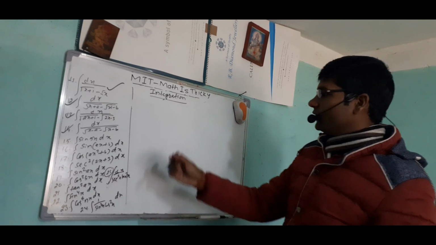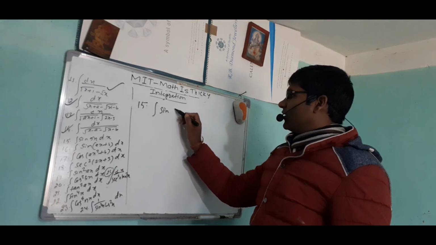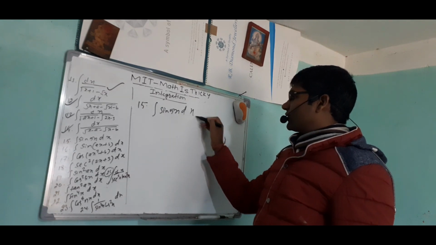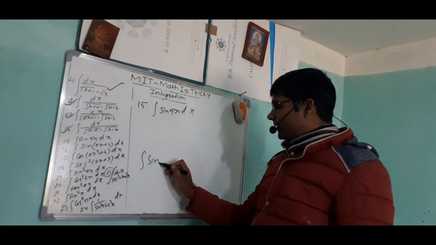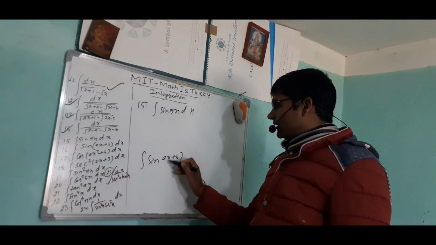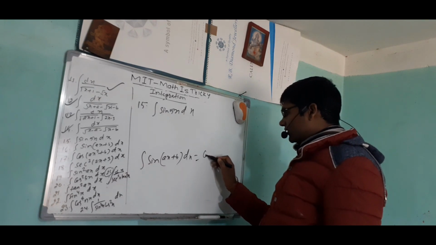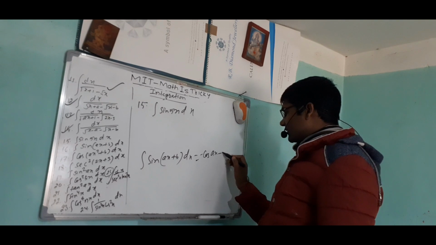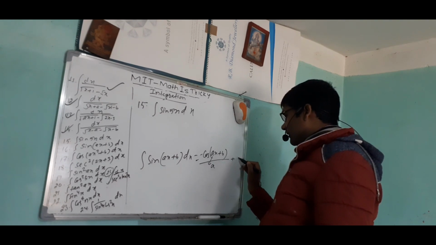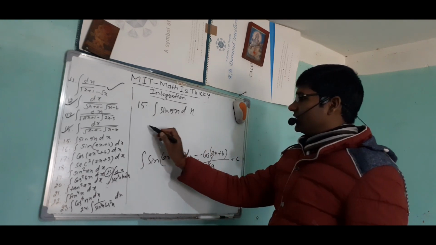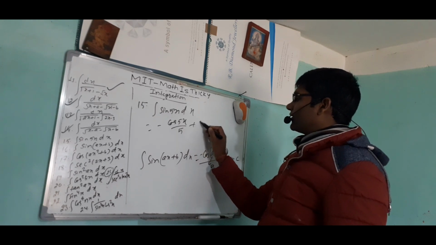Let me solve for you. Question number 15. It's very simple. Integration of sine 5x dx. So the formula is: integration of sine of ax plus b dx will be simply minus cos of ax plus b, and this a will come in the base, a will divide, so that's the answer. So it is minus cos 5x by 5 plus c, finished.